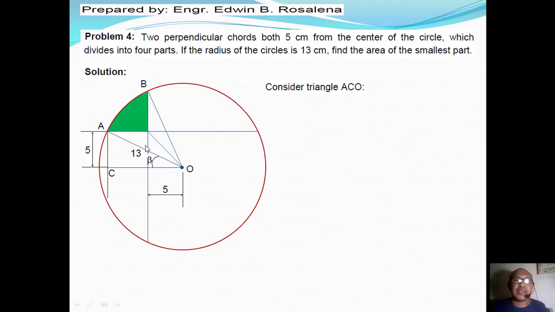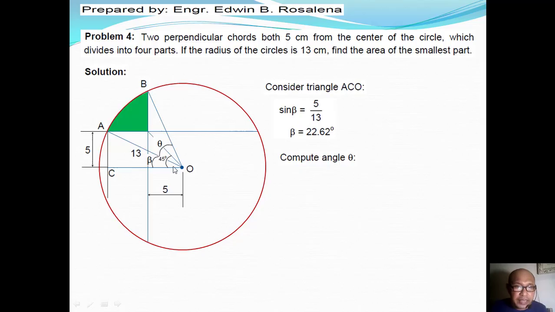So, consider triangle ACO. I can solve for beta. So, beta, I will use sine. Sine of beta is 5 over 13. That is 22.32. Okay, now, if this is angle theta, notice that this angle here is equal to 45 degrees. Why 45? Because we have here 5 and then we have here also 5. So isosceles right triangle, so this is angle 45.